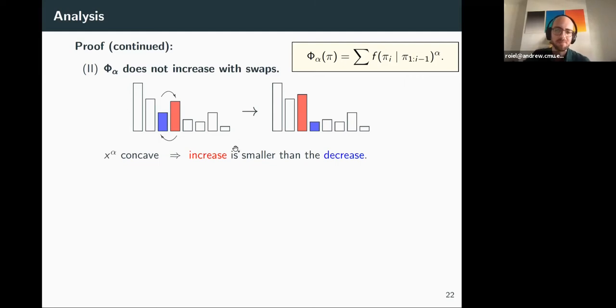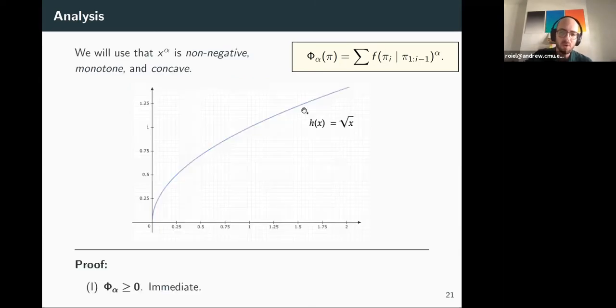So why is this? The total coverage in the system is staying constant, and only these two bars are changing. So the red bar is increasing by some amount k, and the blue bar is decreasing by the same amount k. So the fact that x to the alpha is concave means that 1 unit of movement in this part of the graph makes for a smaller change in the y-axis than 1 unit of movement in this part of the graph. So the blue bar is decreasing out here, and the red bar is increasing up here. But the blue bar is going to contribute a bigger decrease to the total potential.